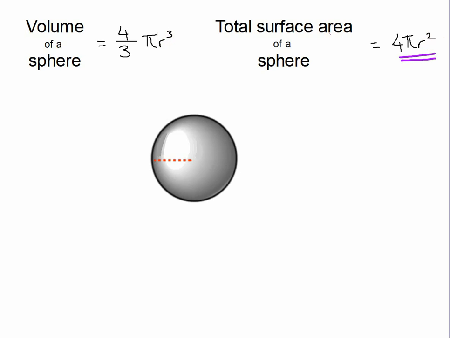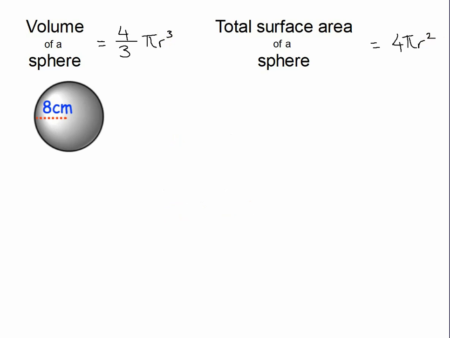So all you really need to know for a sphere is the radius. Sometimes they may give you the diameter, that's okay, you can just half it to get the radius, and that is all you need to plug into the formulas. So let's have a look at some questions.